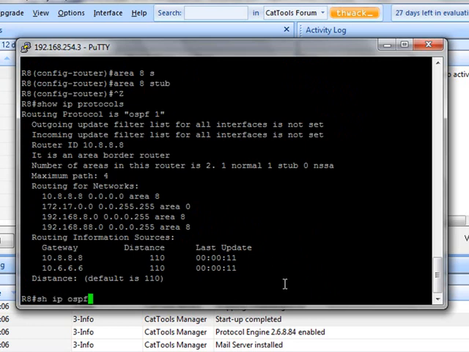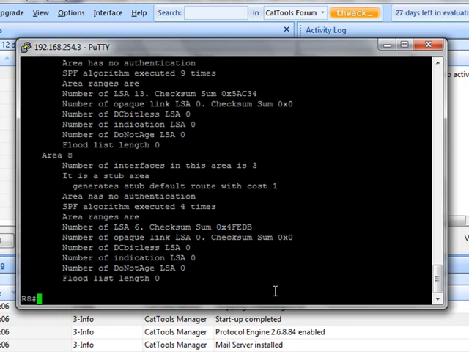Show IP OSPF. Lists the backbone. Now it lists area 8. It is a stub area. Generates cost 1. And that's really all there is to be able to configure a stub area.